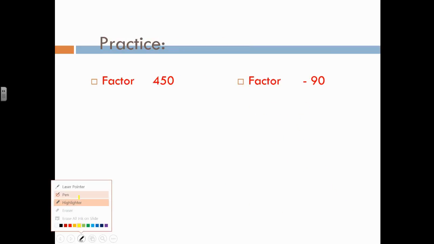Forward, onward. Okay. Why don't you practice 450? See if you can find all of the prime factors of 450, and then stop there, and I'm going to talk about factoring the negative number -90.